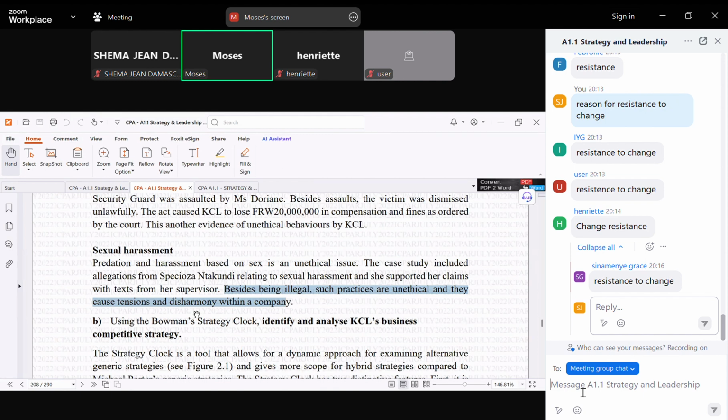And those sentences are providing information directly from the case study. If you don't provide information from the case study, that's a problem. Okay? Big problem.